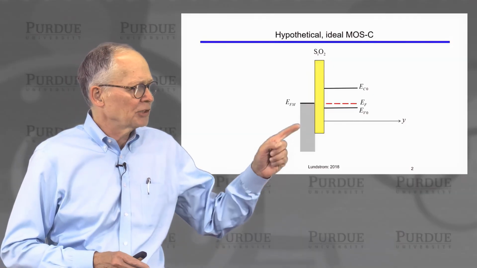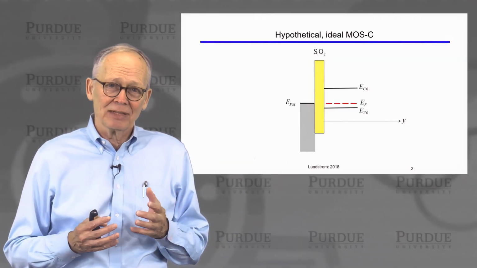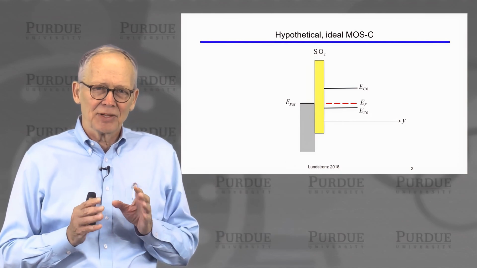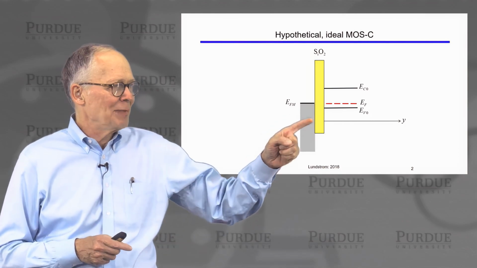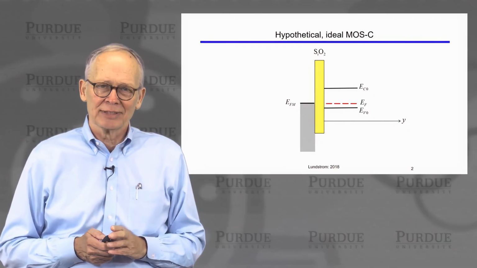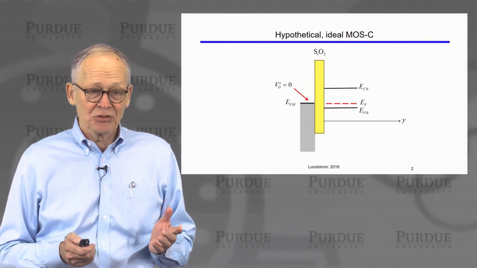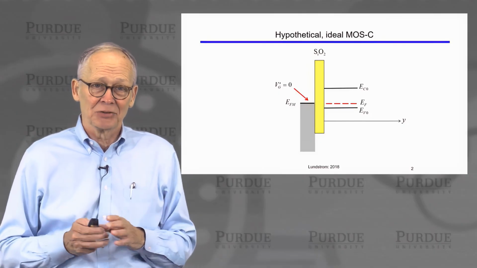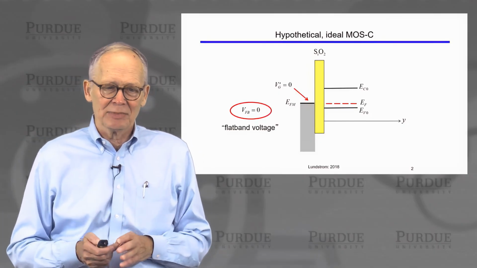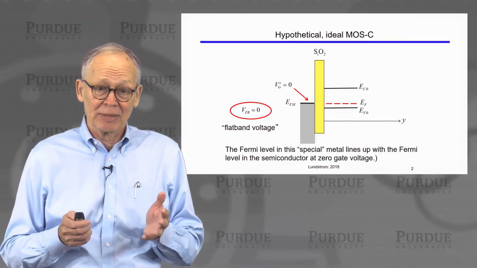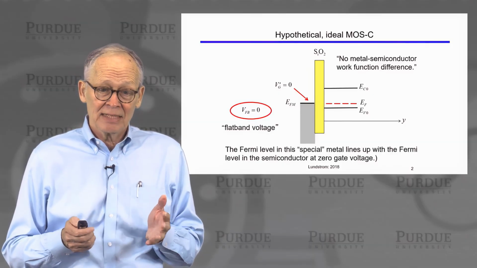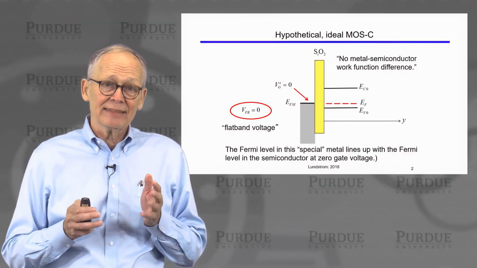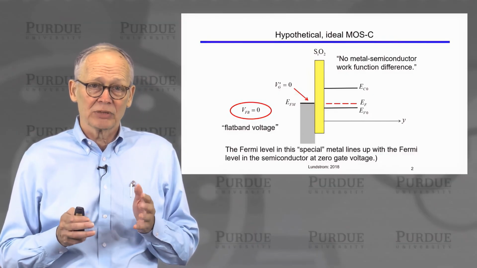So this hypothetical structure that we've had, what was hypothetical about it is that we assumed that we had a metal and that the position of the Fermi level in this metal just happened to align with the Fermi level in the semiconductor. When that happens, when we apply no voltage to the gate, everything just lines up and the bands are flat. Well, what this really means is that the metal semiconductor work function difference is zero. So this is a very special case. We would say that in this special case, the flat band voltage is zero.